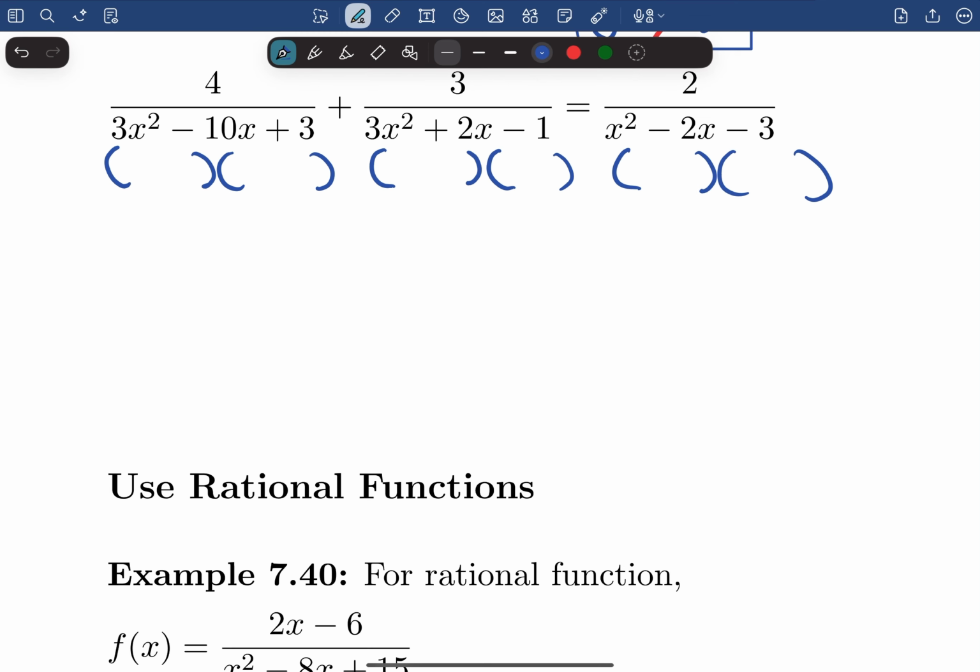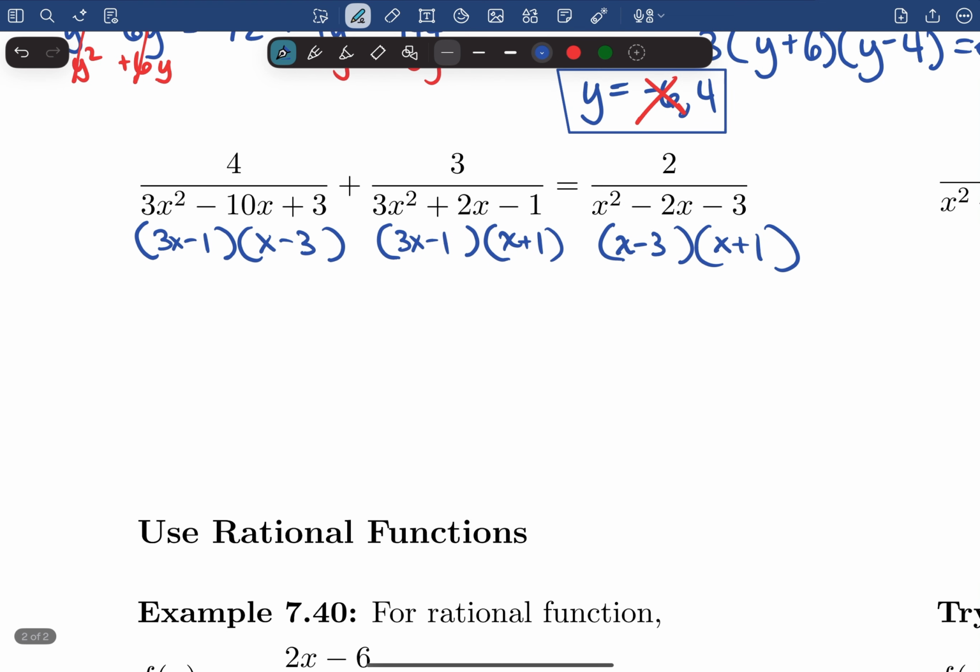Great, and for the first one, I think about it, and I get 3x minus 1 times x minus 3. And for the second one, I get a 3x minus 1 times x plus 1. And for the last one, I get an x minus 3 times an x plus 1. Right, so these are your factoring skills coming back out. And we have factored completely.